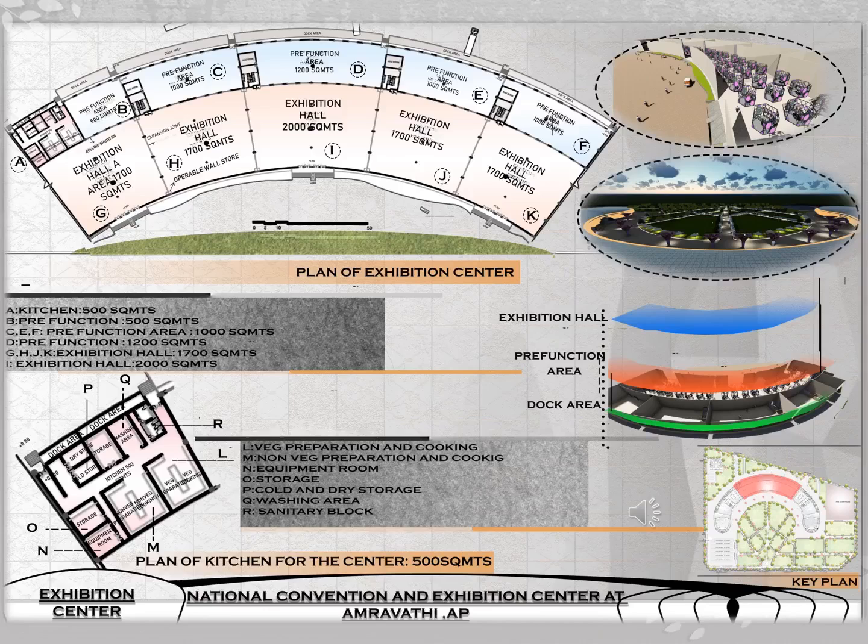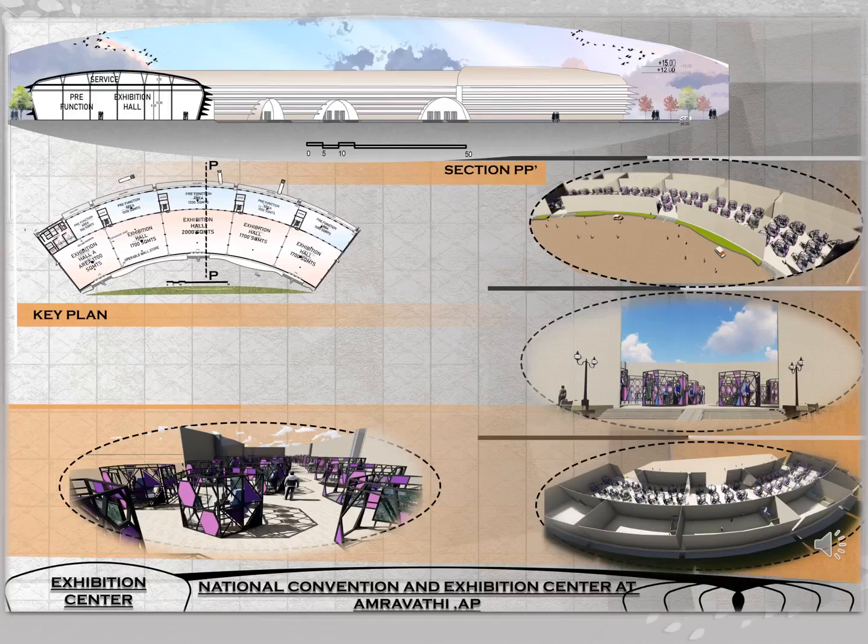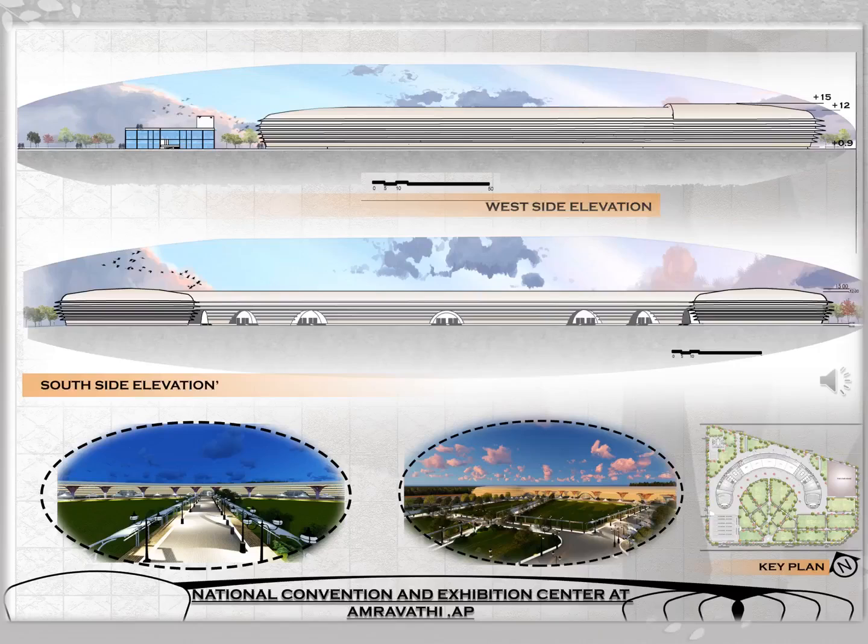It shows a section through the exhibition hall and the pre-function area. It also shows 3D views of the exhibition hall, which clearly show pre-function areas and the dock areas, and also the provision of operable wall systems. The current slide shows the west side elevation and south side elevation of the site. It also shows views from various axes and an approaching view from the 60-meter road axis.